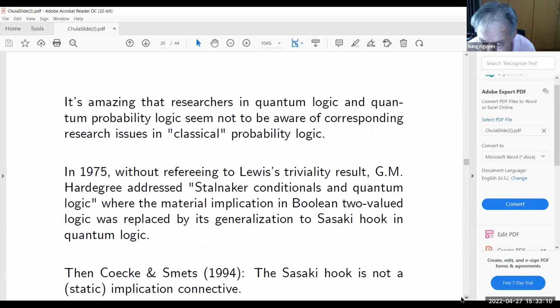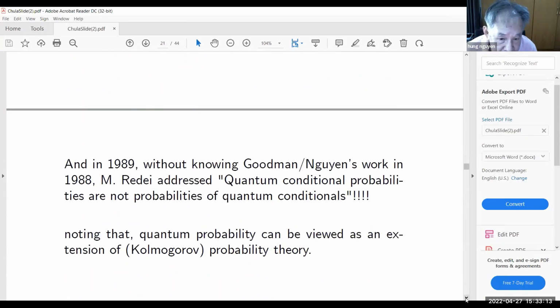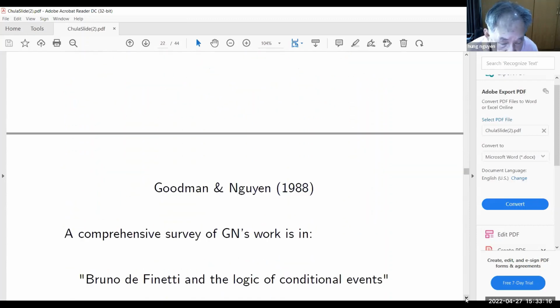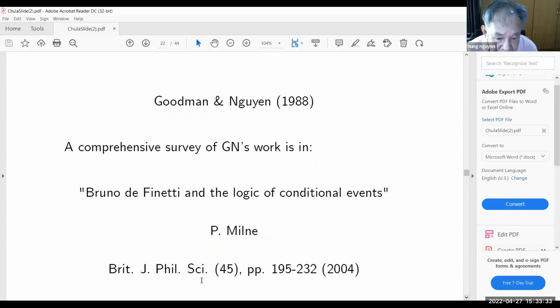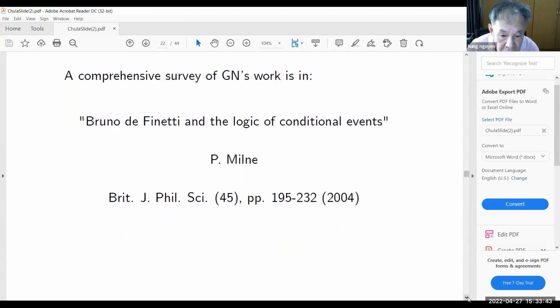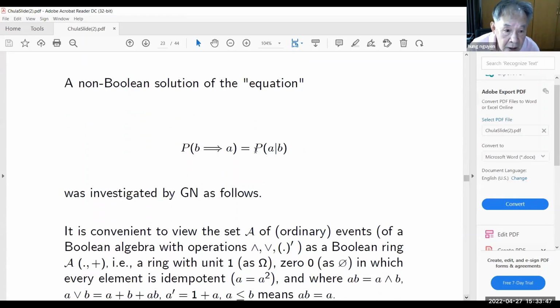So here is the Sasaki hook. For our work in 1988, if you want to see, there's every book. But a comprehensive survey of the Goodman-Nguyen work is in a famous paper in the British Journal for the Philosophy of Science, Bruno de Finetti and the Logic of Conditional Events by Peter Nguyen. In other words, we are going to give you the solution of this. It's non-Boolean. That means it's not an element in the Boolean algebra.